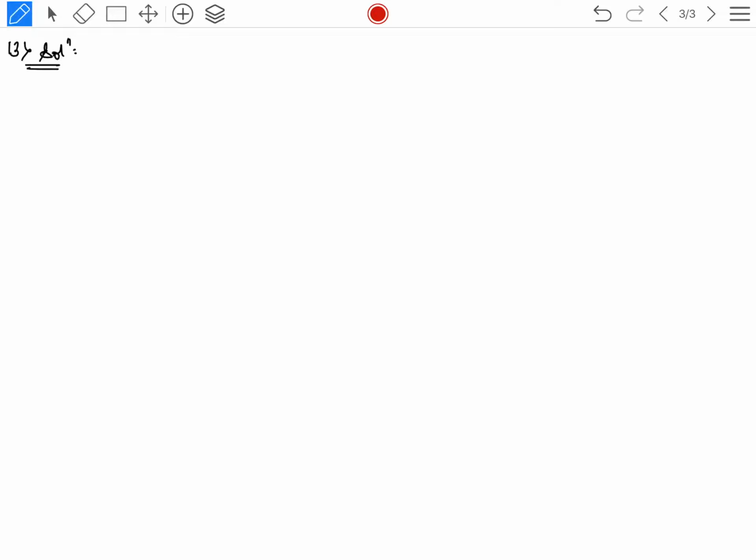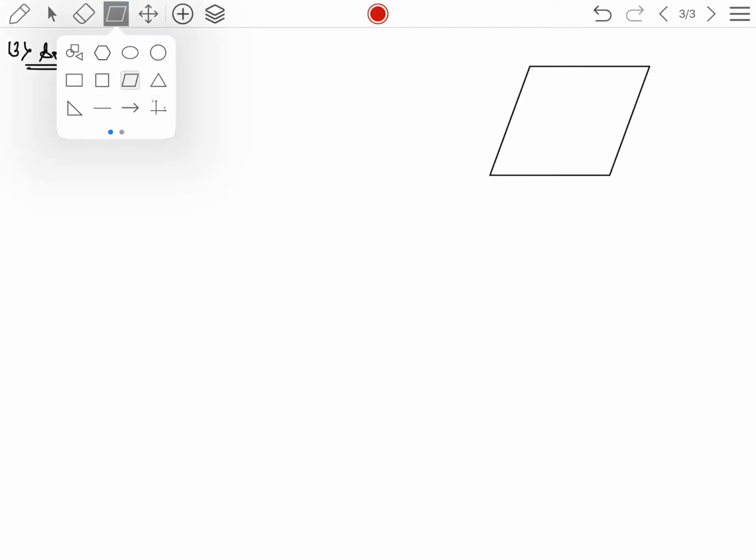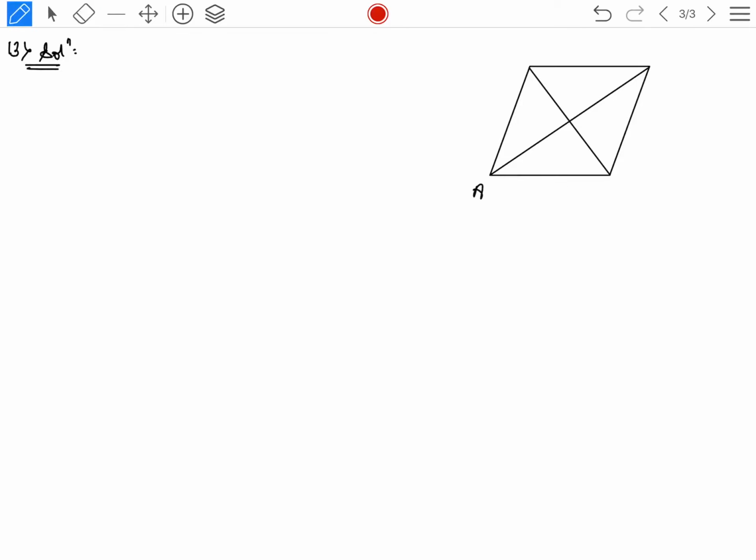So what is given? If the diagonals of a rhombus are 12 centimeter and 16 centimeter, find the length of each side. So one rhombus was given, and the measurements of the diagonals are given to you. Suppose this is a rhombus ABCD. Suppose they intersect at point O, and we know that the diagonals of a rhombus bisect each other.